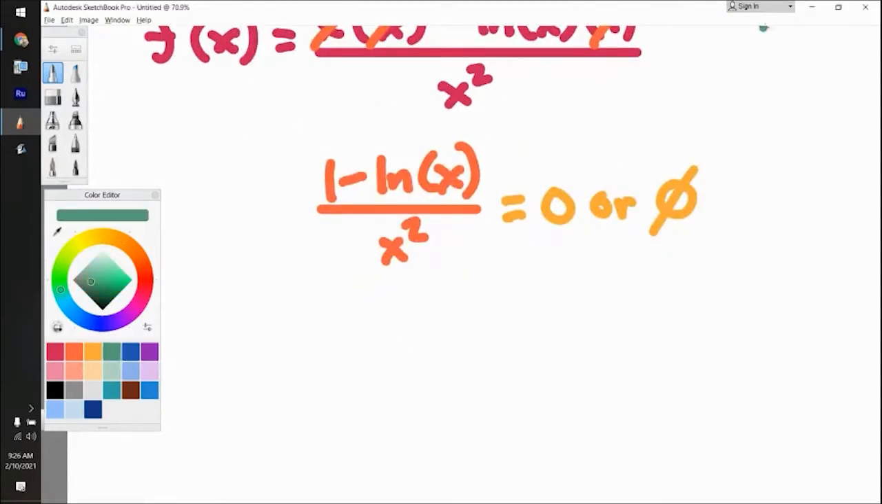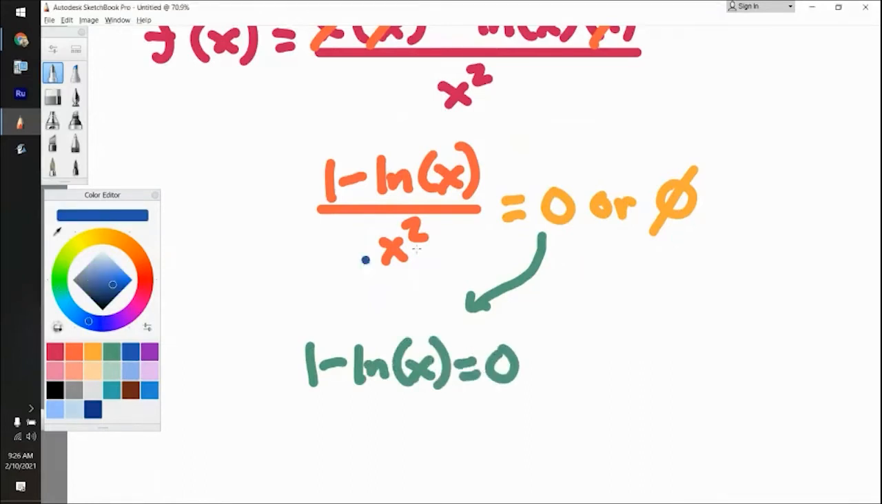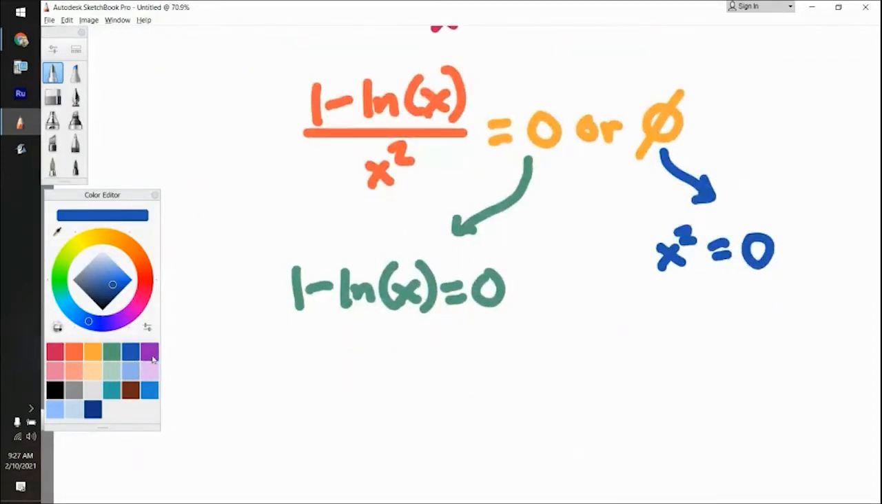All right, for the 0. So I'm going to do the 0 one over here. All you have to do is worry about the numerator. You do not need to worry about the denominator. For the undefined, all you have to do is set the denominator equal to 0, because then you're dividing by 0. And when you divide by 0, it's undefined. All right, solve this out. What do you get for the 0 critical number?